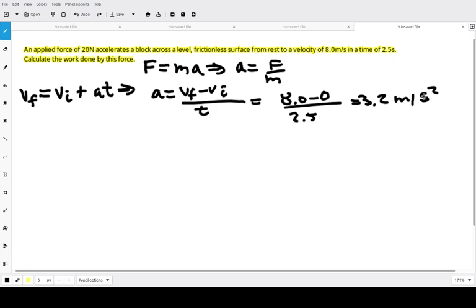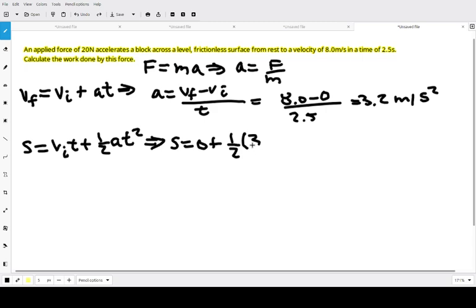Now what do we do? We find the distance traveled. For a constant acceleration, the distance traveled s, or delta x, is equal to v_i, the initial velocity, times time, plus 1/2 at squared. We can plug these in. s equals 0 plus 1/2 times 3.2 times 2.5 squared, which gives us 10 meters.